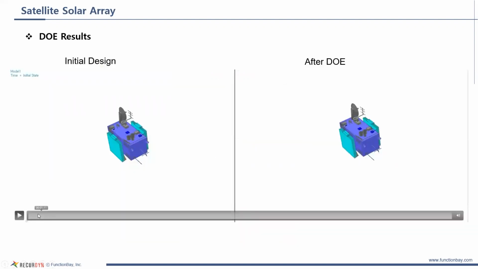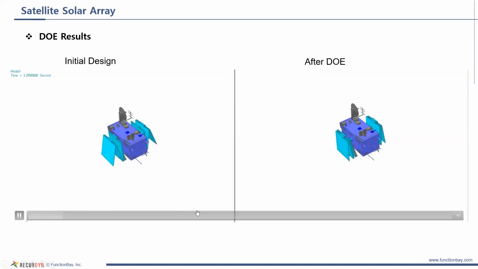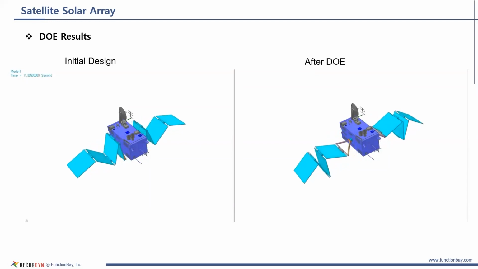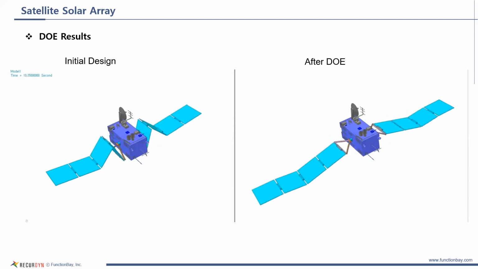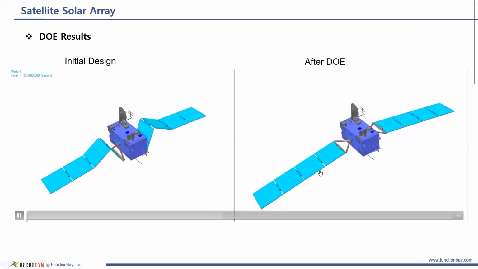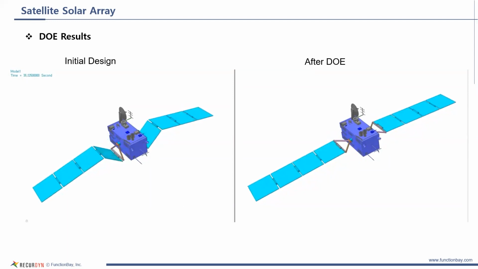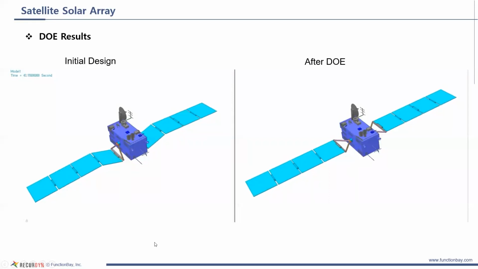Once they've done that, we can see the results of the design improvement using the design of experiment. On the left is the initial design, and on the right is the improved design with the modified stiffness and damping values. We can see the deployment is much faster after making those changes. So that is the main improvement there.